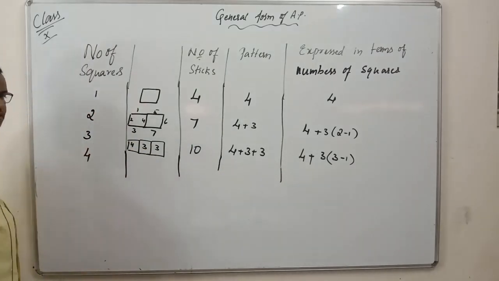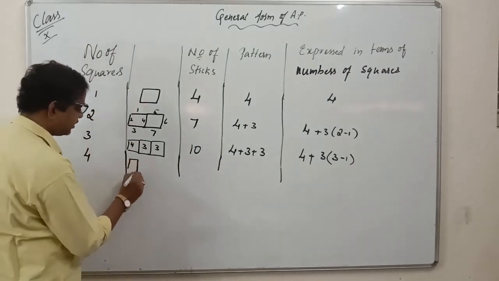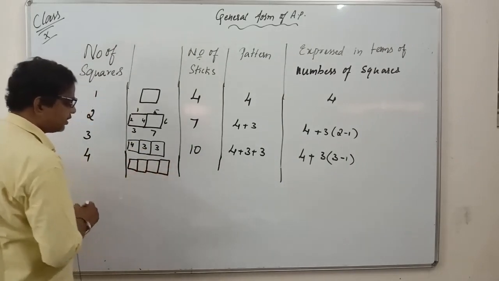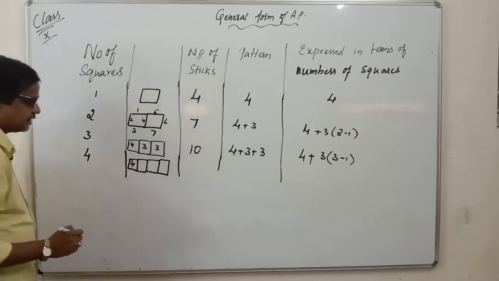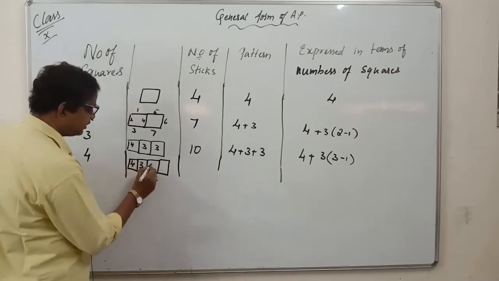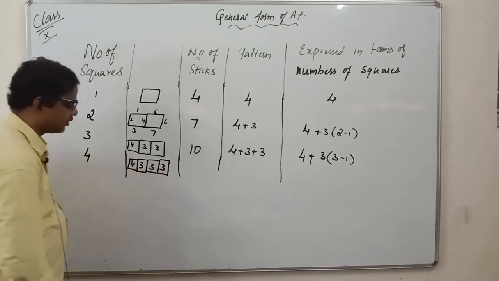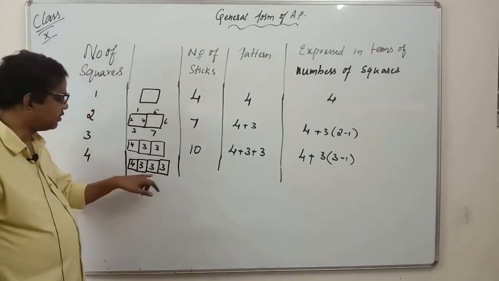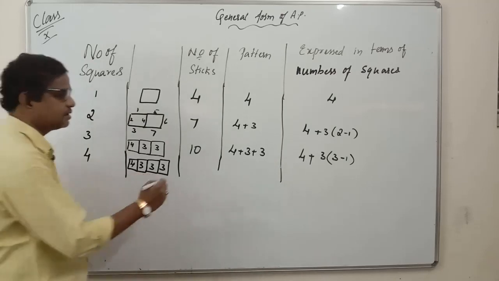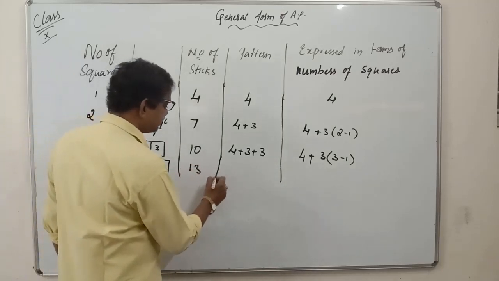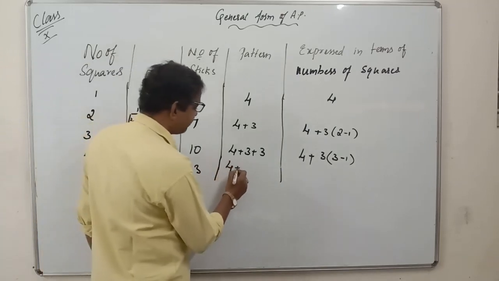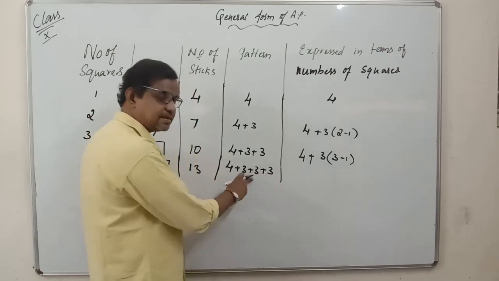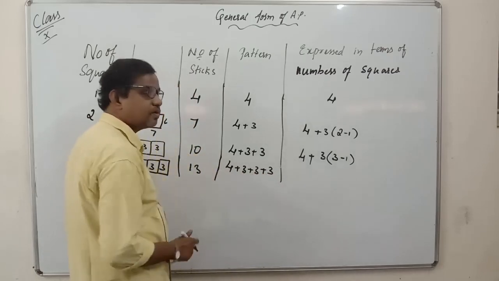Now you can write the fourth square. So first square, second square, third square, fourth square. Here we have 4 sticks and we have 3, 3, 3 here. Total 4 squares are there. So 4 plus 3, 7, 7 plus 3, 10. 10 plus 3 how much here? 13 we have. So this can be written as 4 plus 3 plus 3 plus 3. 3 plus 3 is 6, 6 plus 3 is 9, 9 plus 4 is 13.